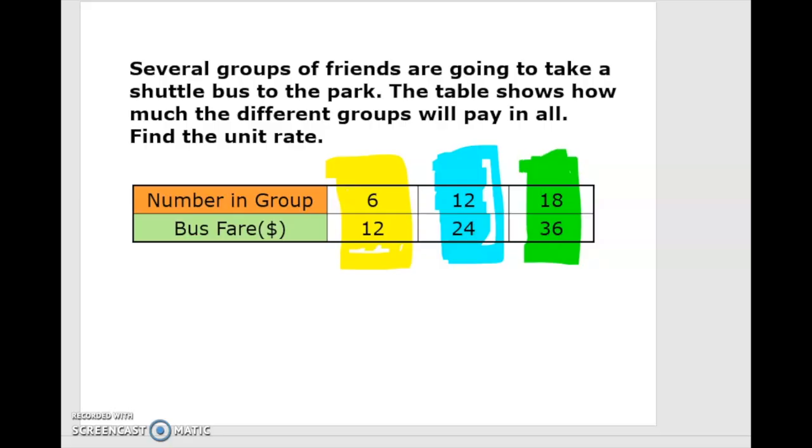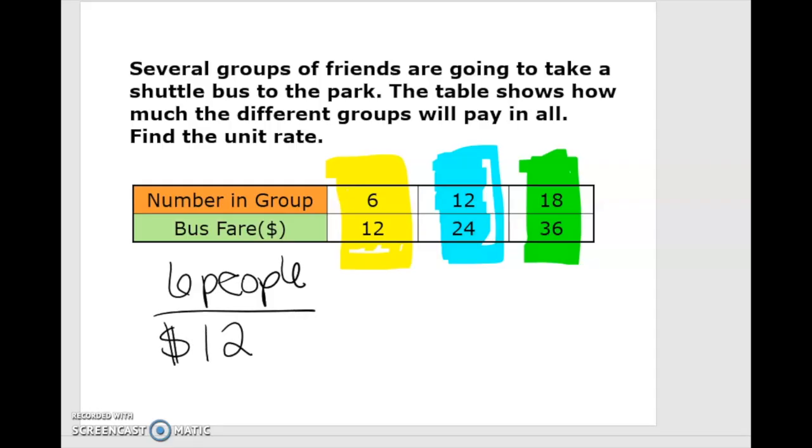So what I'm going to do is take what I know. I know that I have 6 people, and the price is $12. Now, if I want the unit rate, this is where it gets a little tricky. Do I want to know the price per person? So how much does it cost for one person to get on the bus? Or do I want to know how many people get on the bus with dollars?